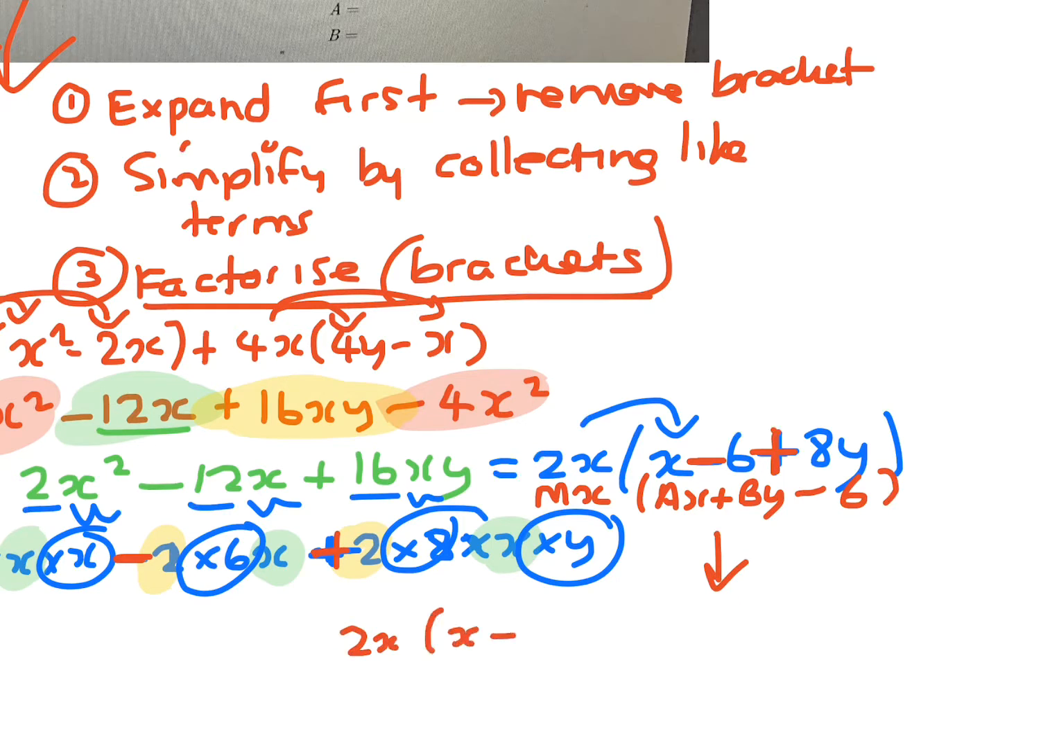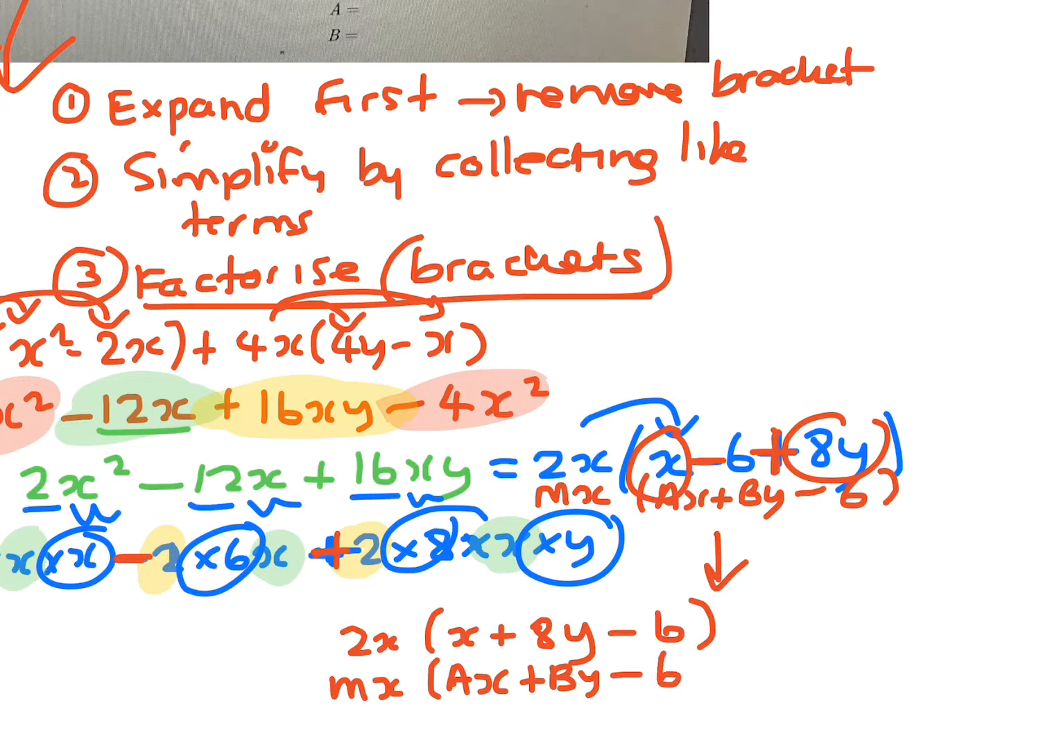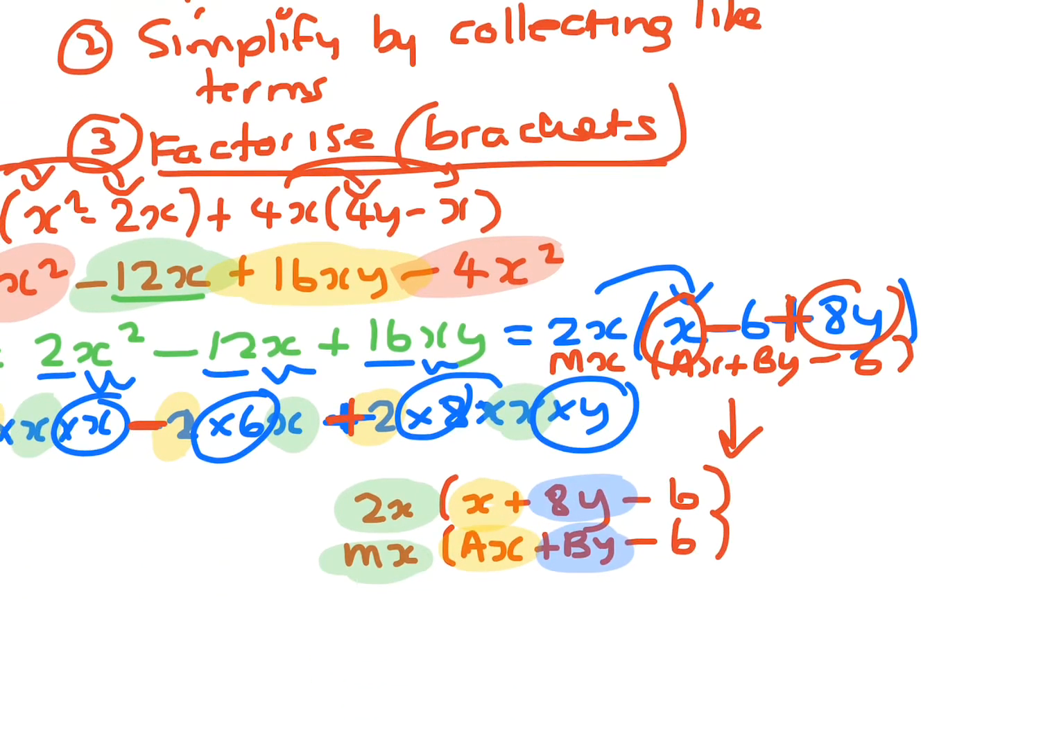So you have to then rearrange it. Now I'm going to put the x's first inside that bracket, then the 8y, and then minus 6, and underneath now I'm going to write mx, ax plus by minus 6, because now I can get the ones that match up. So the mx matches with the 2x, the ax matches with the x, the by with the 8y, and then the minus 6 with the minus 6.